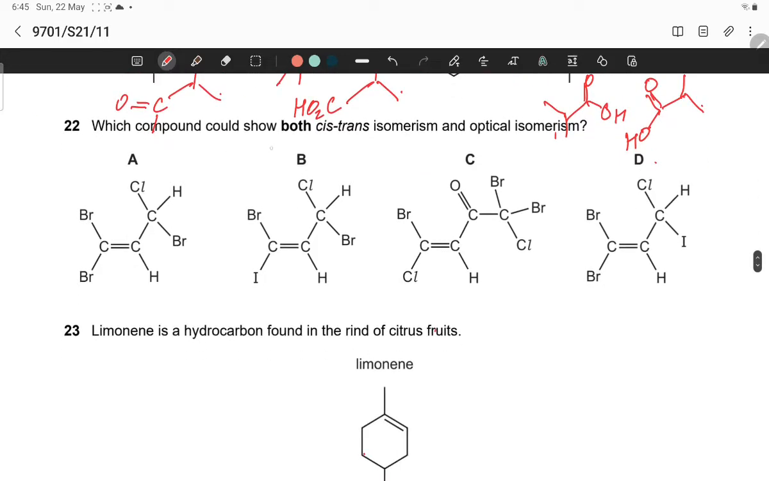Question number 22. Which compounds could show both cis-trans and optical isomerism? For cis-trans isomerism, there are two conditions: that it contains a carbon to carbon double bond, and each double bonded carbon atom is attached with two different groups, X and Y, two different groups. And for optical isomerism, the compound contains a carbon which is bonded with four different groups. Now let's check.